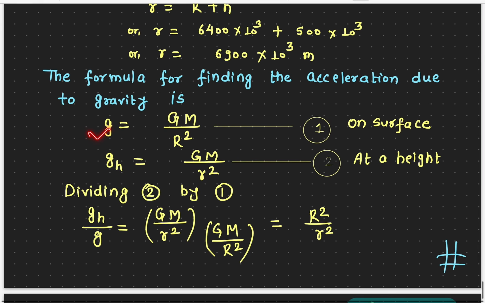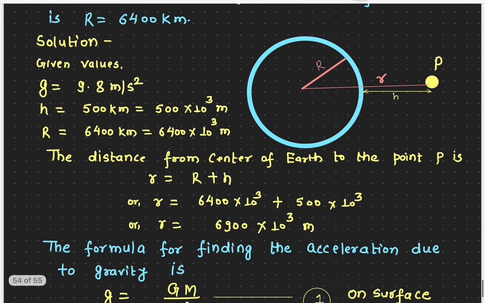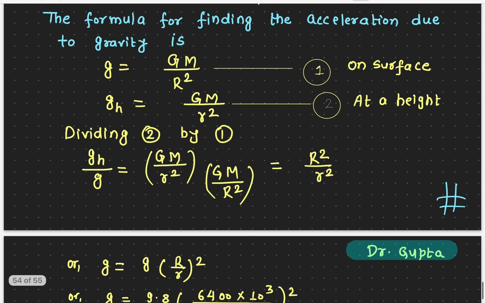And g equals GM over R squared. So as the R is the radius of the Earth, that means this equation is for on the Earth's surface. Now here, r is at this height here. You see this height here? That's the distance between these two, Earth and this point. So that means that is the acceleration due to gravity at that height. So now we have written down the equations.